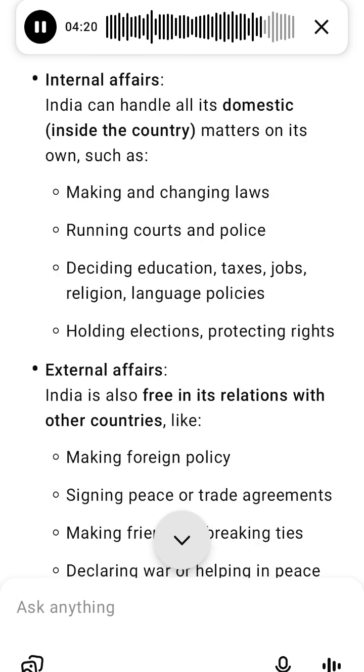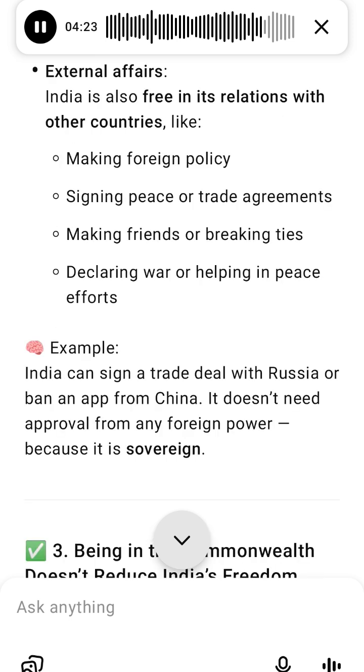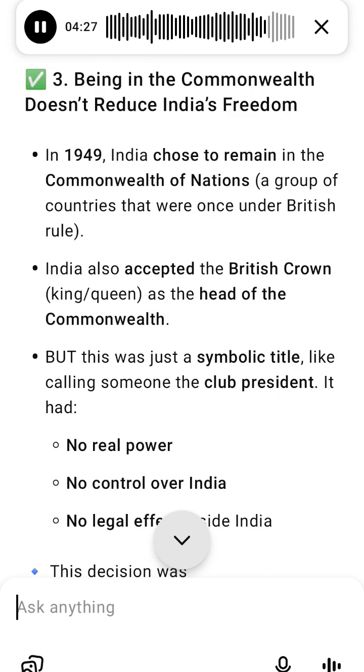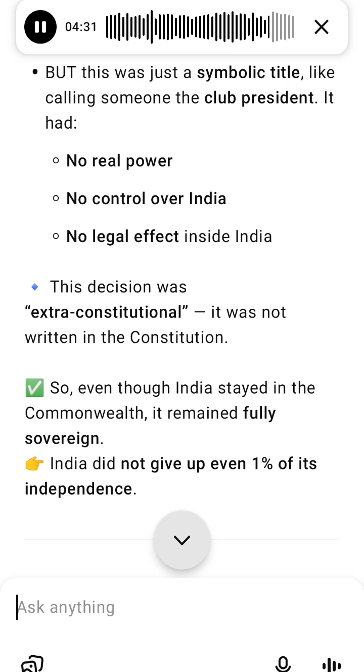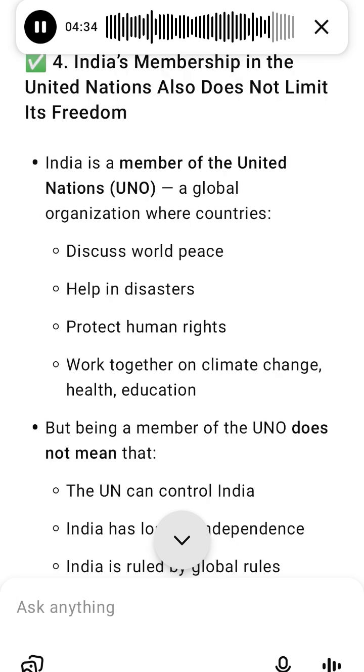But this was just a symbolic title, like calling someone the club president. It had no real power, no control over India, no legal effect inside India. This decision was extra-constitutional. It was not written in the Constitution. So even though India stayed in the Commonwealth, it remained fully sovereign. India did not give up even 1% of its independence.